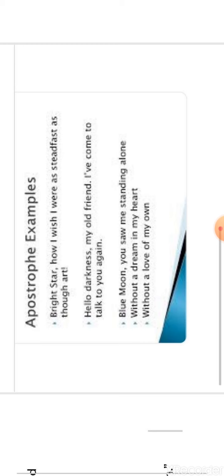Okay, so now I hope you have understood the difference between apostrophe and personification. Now just go through a few examples of apostrophe. Bright star, how I wish I were as steadfast as thou art. Next, Hello darkness, O my friend, I have come to talk to you again. तो यहाँ पे darkness is an inanimate object, ठीक है, एब्स्ट्रैक्ट आइडिया है. तो हम इससे बात कर रहे हैं कि O my old friend, मैं आया हूँ तुमसे बात करने.